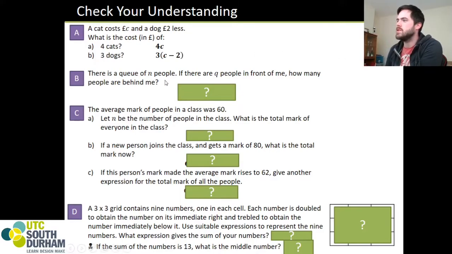Which means what we need to do is take away q minus 1. n minus q minus 1. If you got n minus q, don't worry about it. You're getting the idea, but it's just a little trick with the wording to be wary of.